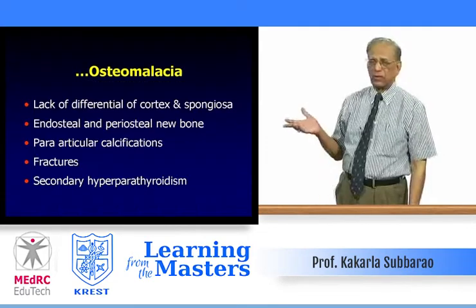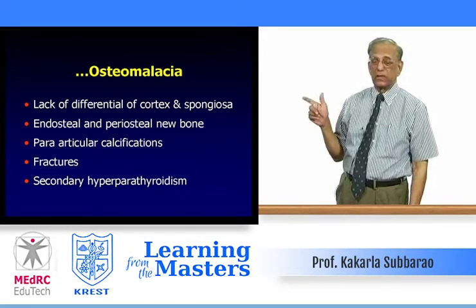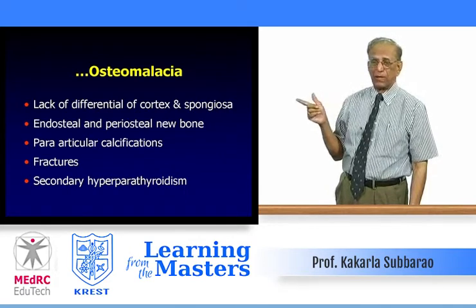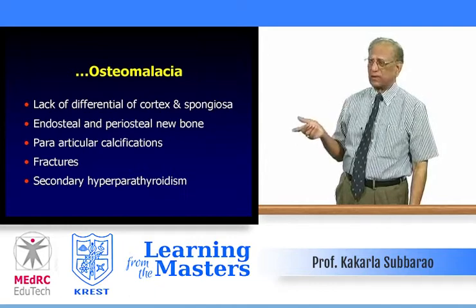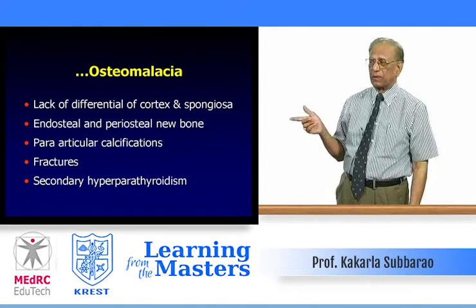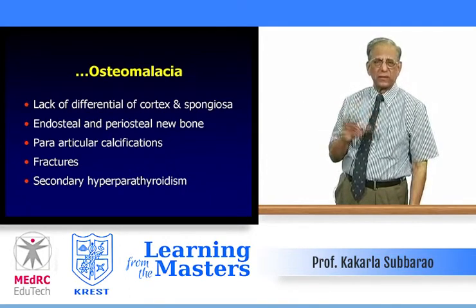And then, as we have said already, there is lack of differentiation between the cortex and spongiosa. Endosteal and periosteal new bone may also be noted. Para-articular calcifications: earlier in dietary rickets, we didn't see calcification. Here in osteomalacia, occasionally you can see para-articular calcifications. Real fractures and pseudofractures can occur, and eventually this also leads to secondary hyperparathyroidism. Please note, the findings are almost the same as rickets in children.